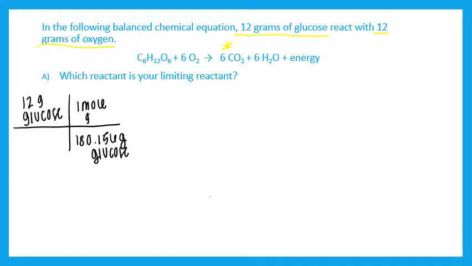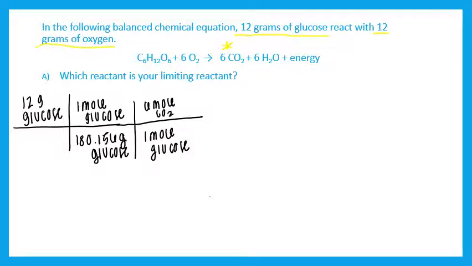So remember, anytime we want to go from one thing to another, so I'm trying to go from glucose to CO2, I need to use the mole ratio. And in order to use the mole ratio, everything has to be in moles. And we have to use a balanced chemical equation, which we were luckily already given.